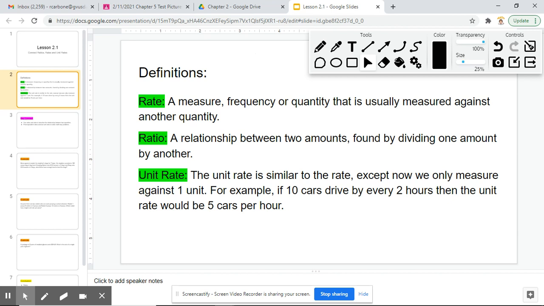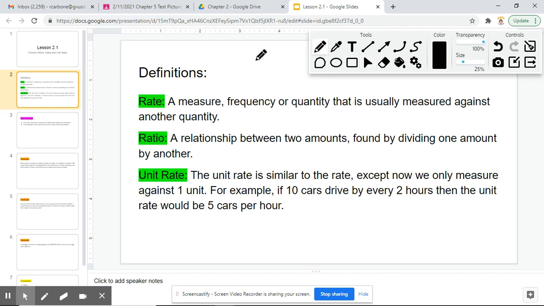So a rate is a measure, frequency, or quantity that is measured against another quantity. A ratio is a relationship between two amounts found by dividing one amount by another. And finally, the unit rate is similar to the rate, except now we only measure against one unit. So for example, if 10 cars are driving by every 2 hours, then the unit rate would be 5 cars per hour.